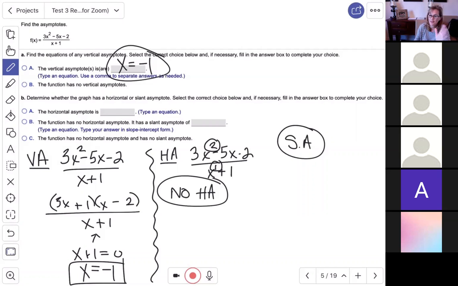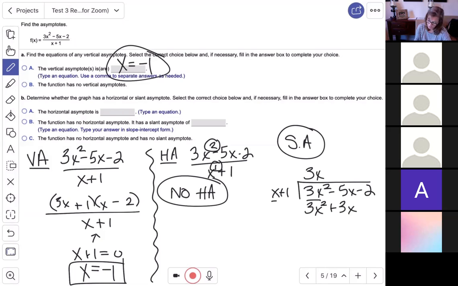So to find the slant, this requires just a little bit of work. You're going to actually divide the denominator into the numerator, make a fraction. You could use synthetic in this case, but I'm using long division. All right, it's pretty short, and your answer is going to be the quotient. All right, so x goes into 3x squared, 3x times. So let's multiply it out.